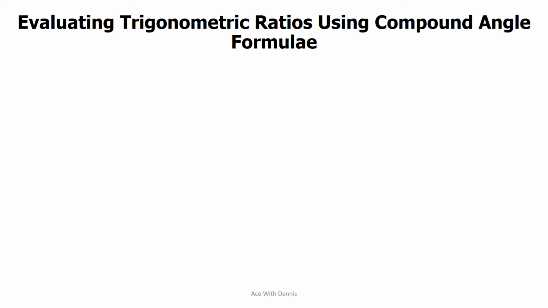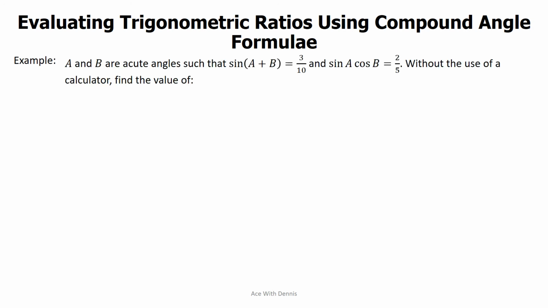Okay, now let's apply the compound angle formula to evaluate trigonometric ratios. Here is the example. A and B are acute angles such that sine(A plus B) equals 3 over 10 and sine A cosine B equals 2 over 5. Without the use of a calculator, find the value of (a) cosine A sine B, (b) sine(A minus B), (c) tangent A over tangent B.